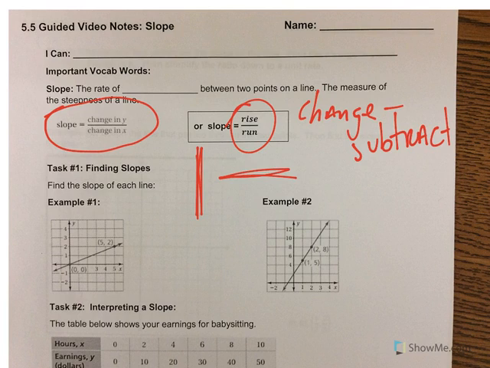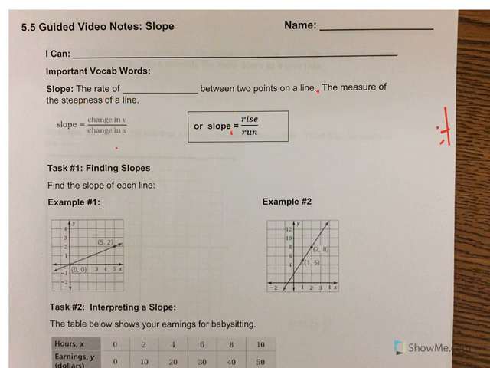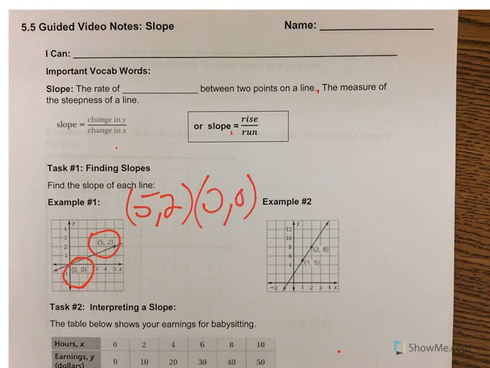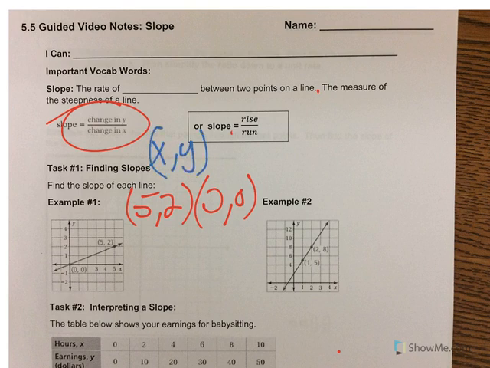So if we take a look at a couple of practice problems. Example 1 says to find the slope of each line. Going back to the definition, it's the change between 2 points on a line, and in example 1 they give us 2 points: 0, 0 and 5, 2. What we're trying to find out is how steep or how shallow that line is on the graph. Remember, ordered pairs are always x, y. The x number is first, and the y value is always second.